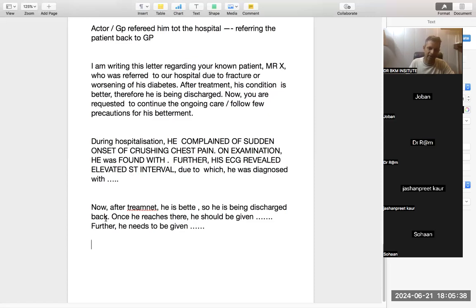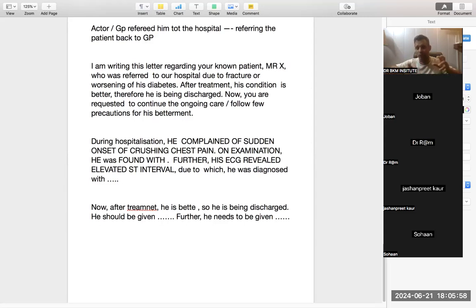You will not write the word discharge back. You will not write back to the GP. You will not say once he reaches there. Simple. He should be given. So understand, once he reaches there, you are talking to a place. You are sending it to a place.